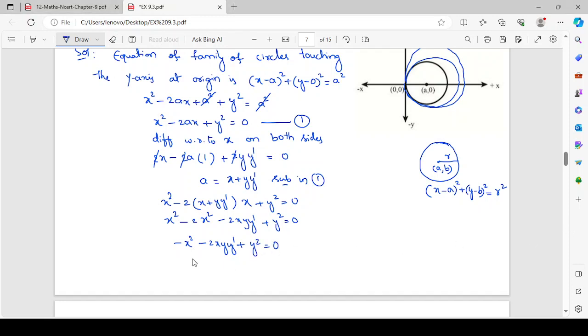Therefore, either this one or x square plus 2x y dash plus y square equal to, minus y square equal to 0 is the required differential equation. Okay. Let's move to the next question.